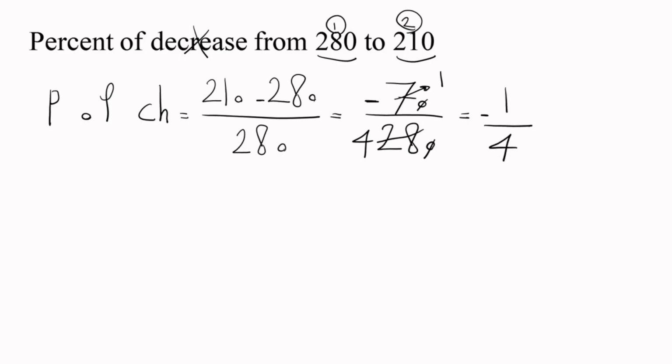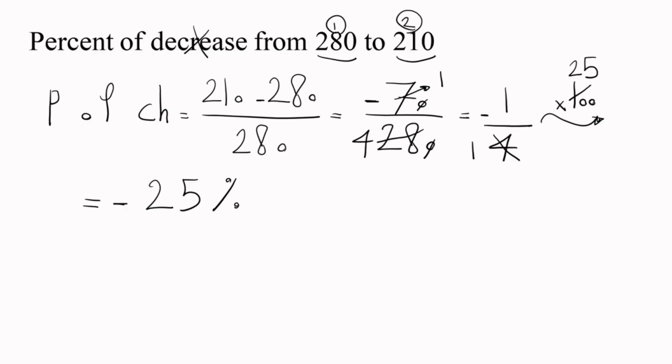But this is a number. I want a percentage. I must multiply it by 100. And again, I can simplify it. I can divide this one by 4. It's going to be 1. This one by 4 is going to be 25. So minus 1 times 25 is going to be minus 25. And do not forget the percentage symbol.